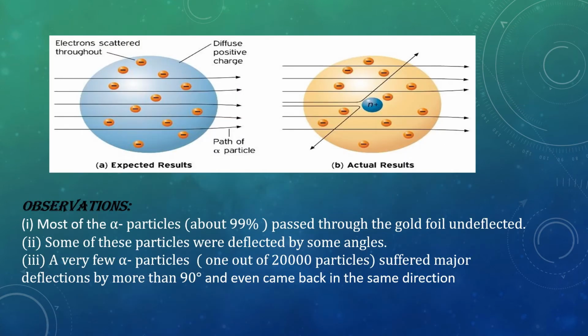Whenever an alpha particle produces a spot of light, these spots of light are called scintillation. Now whenever the alpha particles bombard the gold foil, the observations were: most of the alpha particles go straight without any deflection. Some of the alpha particles were deflected by slight angles, like you can see here. A very few alpha particles, that is 1 out of 20,000, suffered major deflection of more than 90 degrees, and they may bounce back after striking some heavy object.